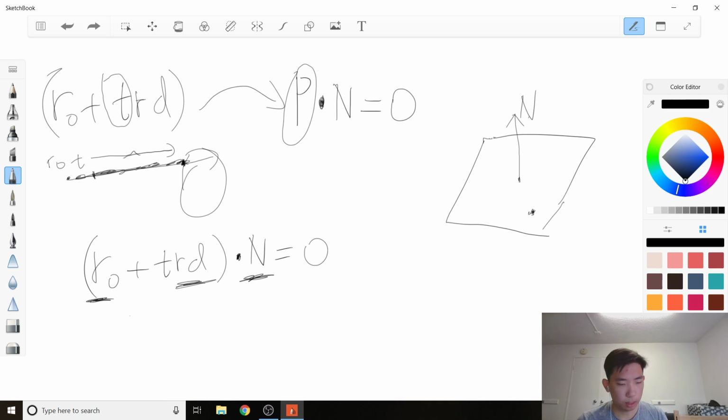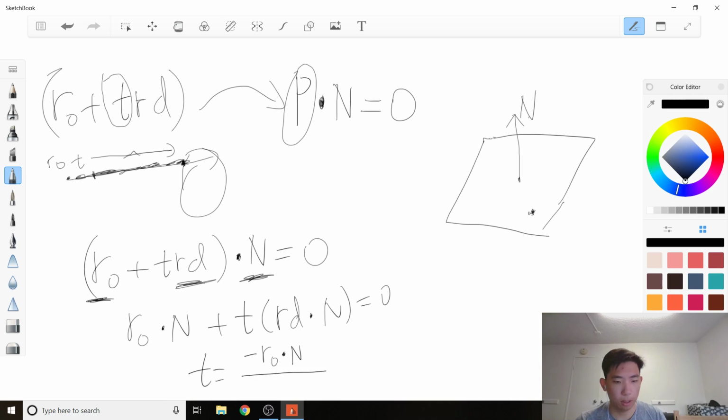So we can distribute the dot product. So ray origin dot with n plus t multiplied with ray direction dot with n. At this point t is really negative ray origin dot product with n over ray direction dot product with n. There it is. That is the analytical solution to ray versus plane intersection. However, there is some caveat you need to watch out for.